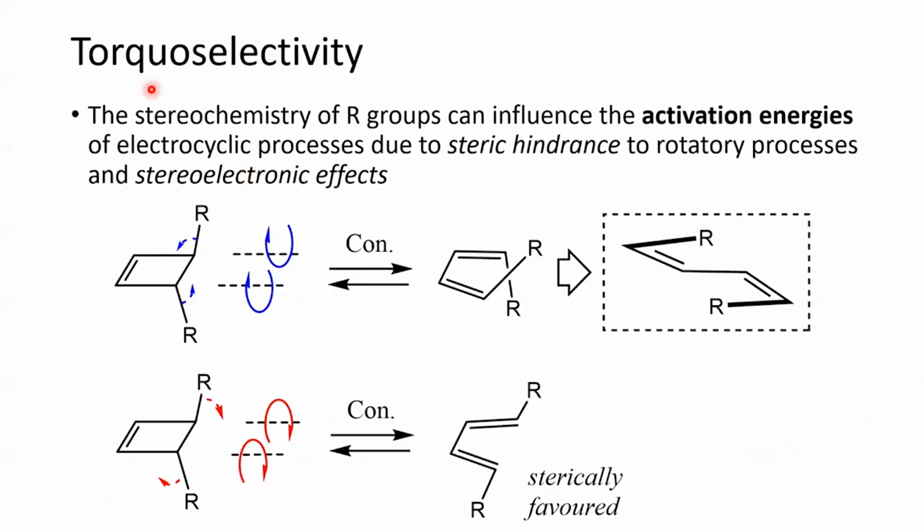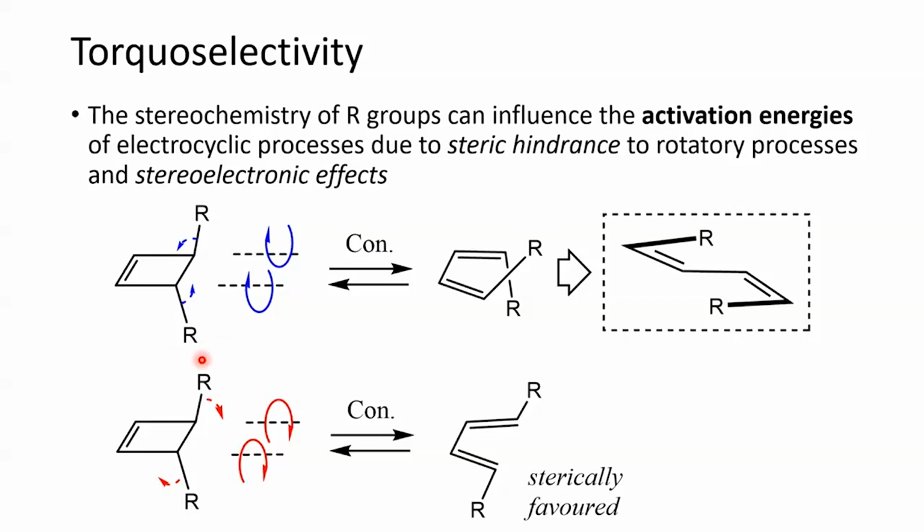With that background stuff out of the way, we can now go into what torquoselectivity is all about. So we touched upon that this reaction needs to undergo cyclization following a conrotatory mechanism. So these outermost orbitals need to rotate in the same direction as one another. However, this rotation could be counterclockwise or it could be clockwise. Now, if there's no R groups, it really doesn't matter which way is chosen. But when you start adding different R groups that have steric considerations and stereoelectronic effects, these R groups can influence which direction the orbitals are going to rotate.